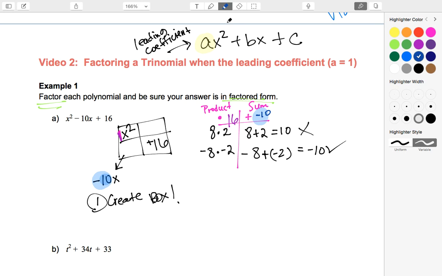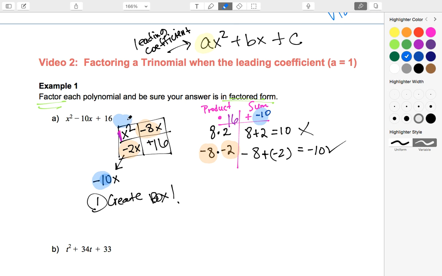So I can go ahead and place negative 8 and negative 2 into these sections of my box. Okay, so I'm going to go ahead and do that. And I'll write negative 8, and since it's the x middle term, we're going to put negative 8x, and then negative 2x. Now remember, it doesn't matter how they're positioned here when a equals 1, but it does when a is greater than 1. So here we can go ahead and problem solve and figure out what are the factors.